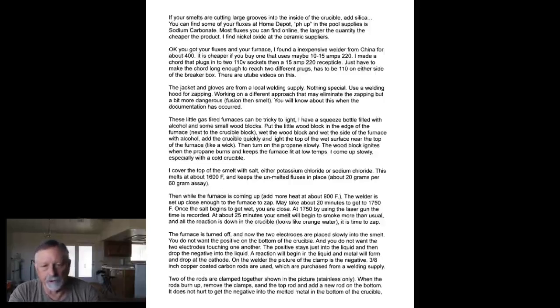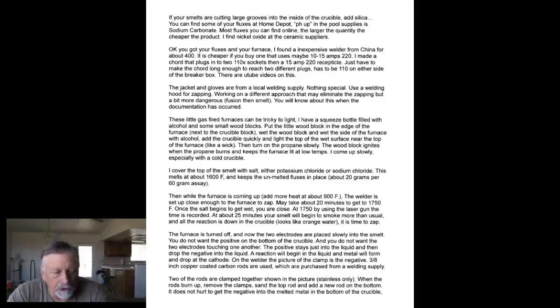If your smelts are cutting large grooves into the side of the crucible, add silica to the inside of the crucible. You can find some of your fluxes at Home Depot. pH Up in the pool supplies is sodium carbonate. I've also found potassium chloride in big bags in the water softener area, but it's not finely crushed. Most fluxes you can find online. The larger the quantity, the cheaper the product. I find nickel oxide at the ceramic suppliers.